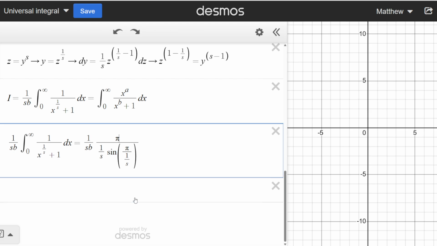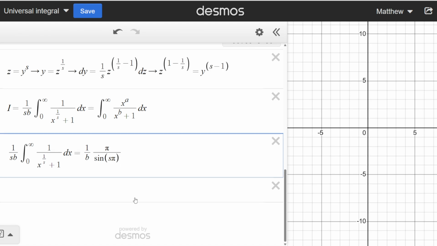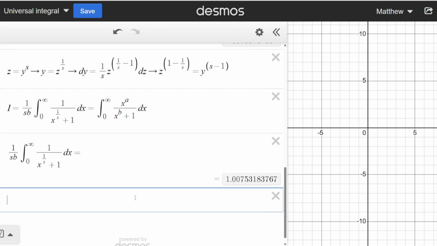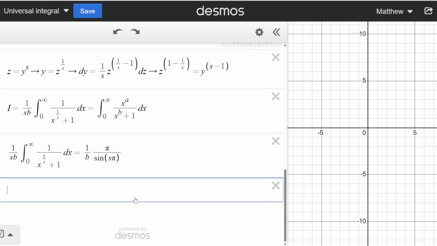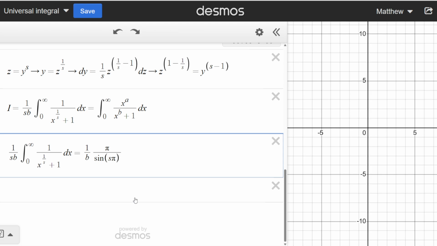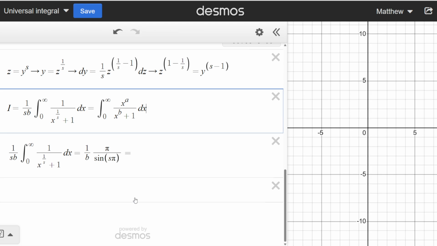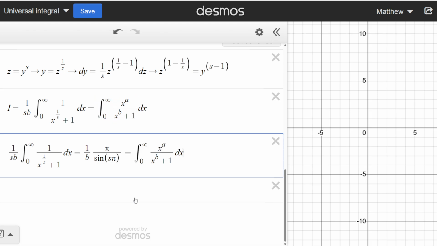Okay. So that is valid. Let's clean this side up a little bit. This s is going to cancel this s, and this pi over 1 over s is just going to be an s pi. And again, let's make sure we didn't make any mistakes. Yeah. Okay. Great. But don't forget, this is equal to this. So what we have is this being equal to this.